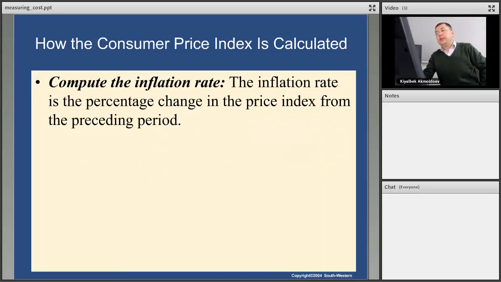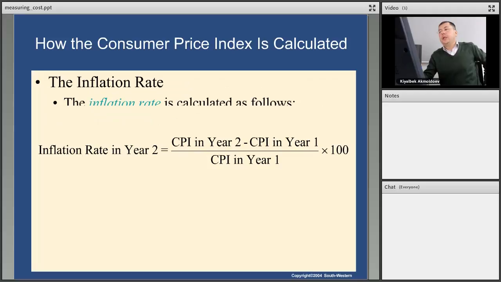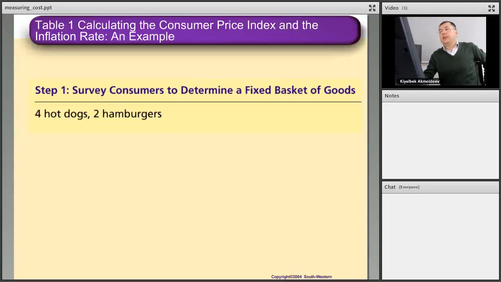After calculating the CPI, we use the change in CPI to find the inflation rate. The inflation rate is the percentage change in the price index from the preceding period. So the inflation rate in year 2 equals CPI 2 minus CPI 1, divided by CPI 1, multiplied by 100. This is how the inflation rate is calculated. This is just an example.